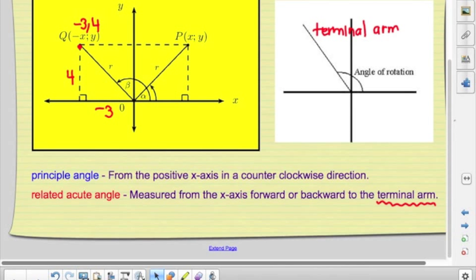Now please copy down the definitions as part of your notes. Now, from the original point 0 to the terminal arm, that is called the principal angle. So this theta would be your principal, because we're going in a counterclockwise direction. This is the principal angle.